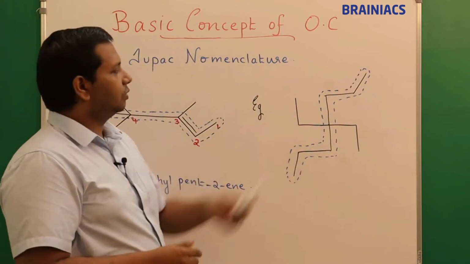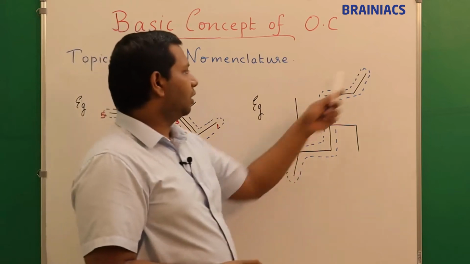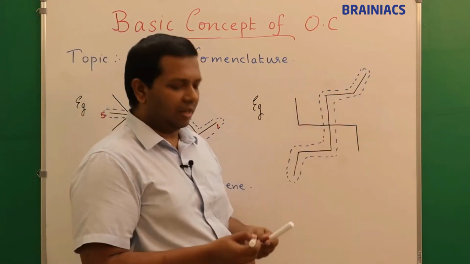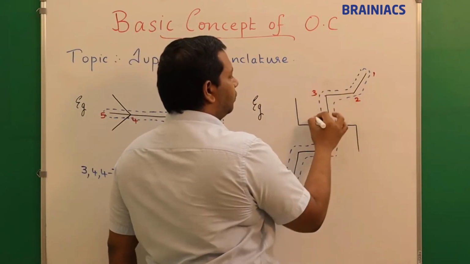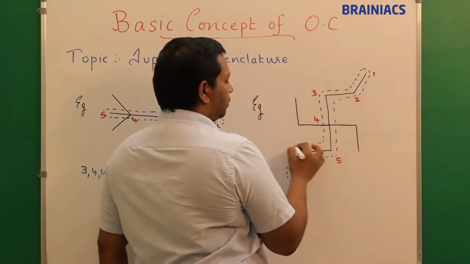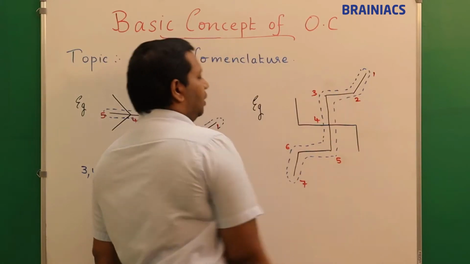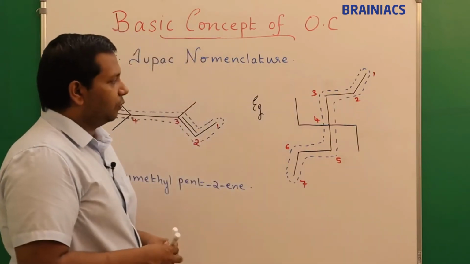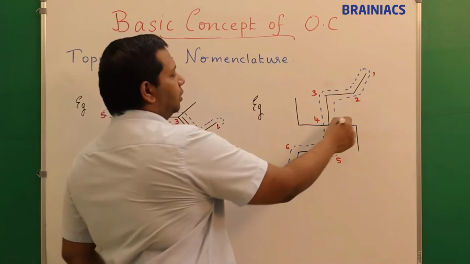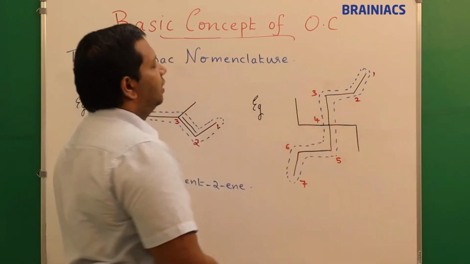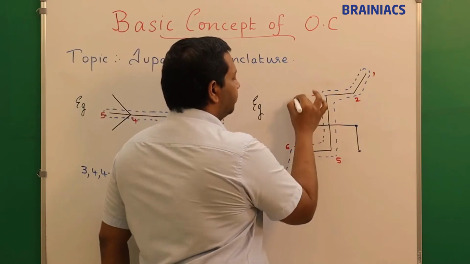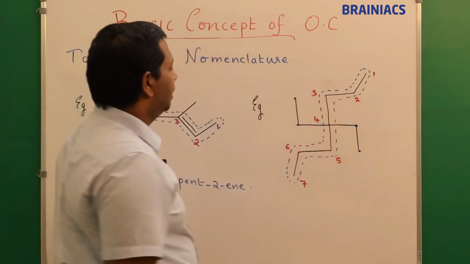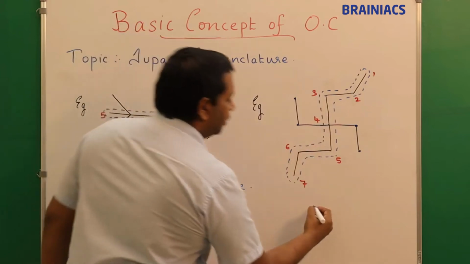Since it looks like a symmetrical compound, if I start from here or from here, the central carbon will get the same number. So let's start from here: 1, 2, 3, 4, 5, 6, 7. Now I understand that at the fourth position you have a substituent. 2 substituents are there, that is 2 carbon atoms are present, which means it is an ethyl group. And there is nothing else. So 7 carbon atoms means it should be hept.